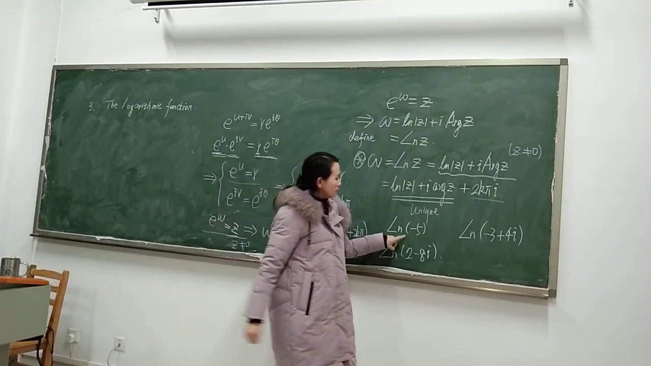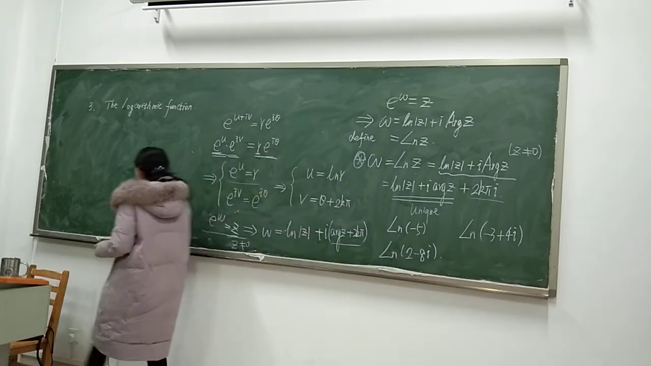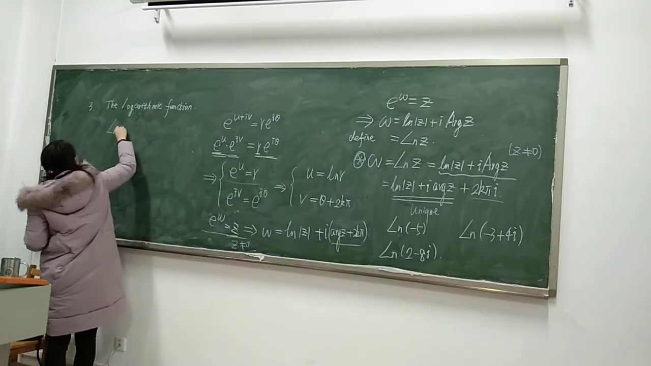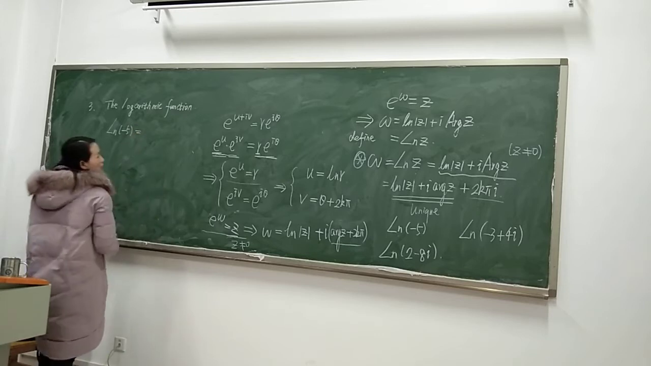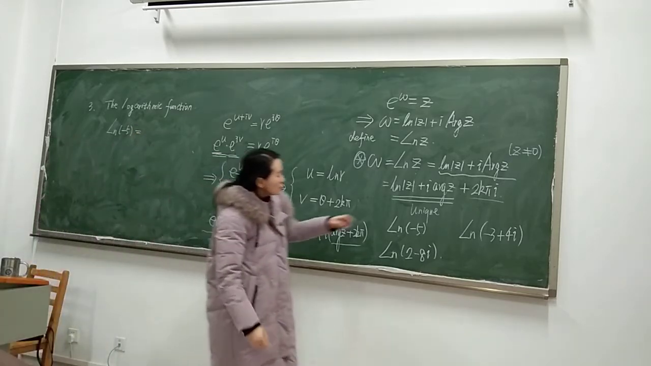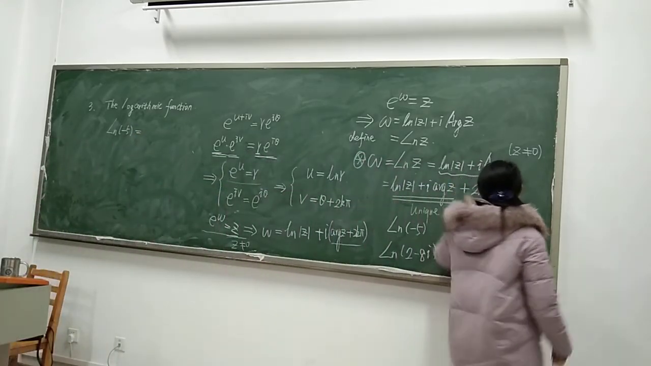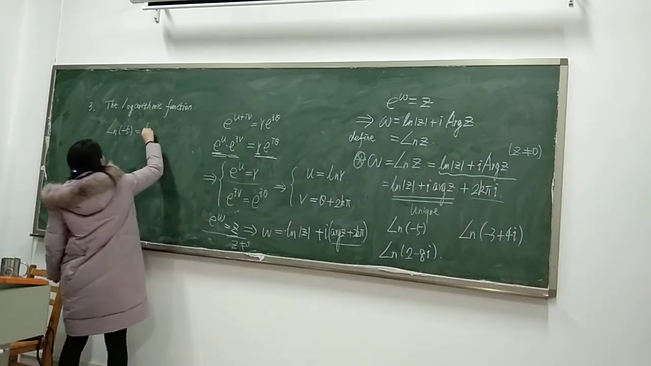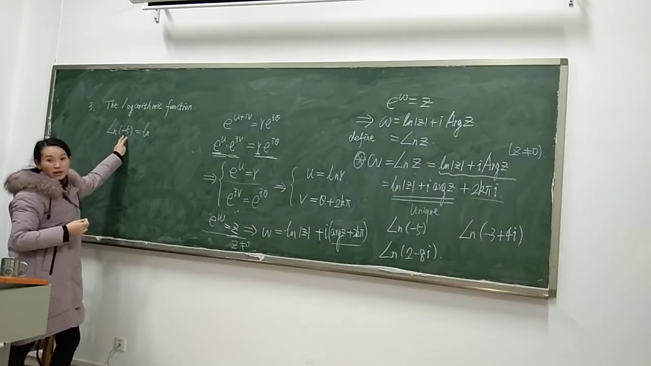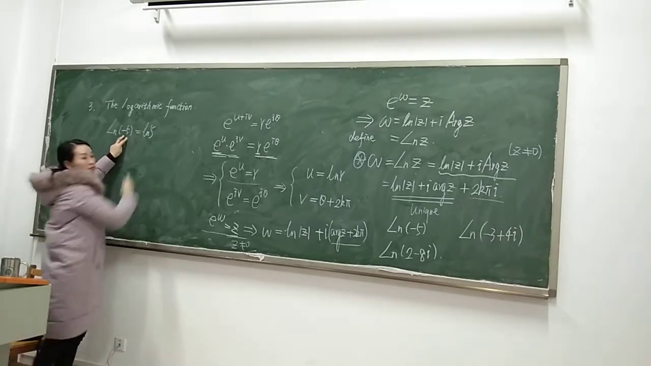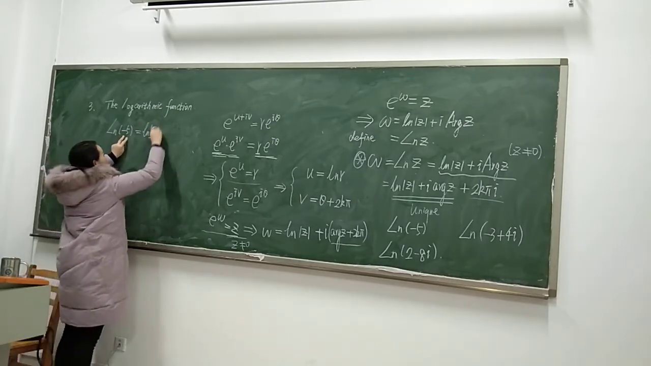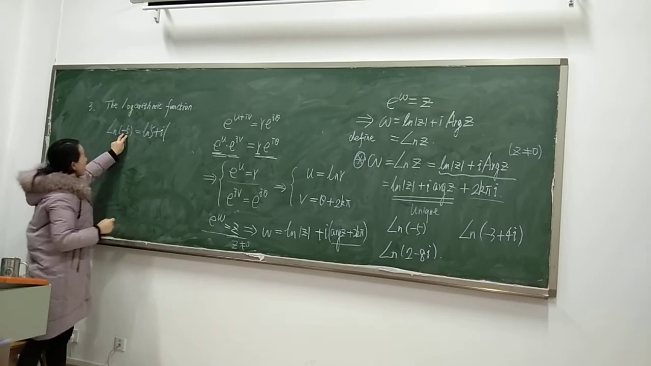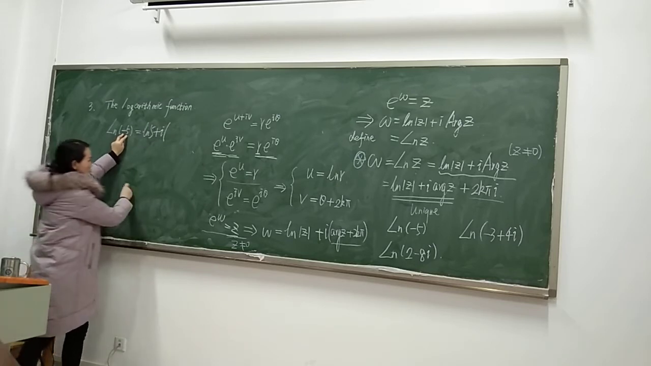See the first one? According to this formula, it equals ln the modulus of minus 5, which is 5, plus i times the principal argument of minus 5. Do you remember?